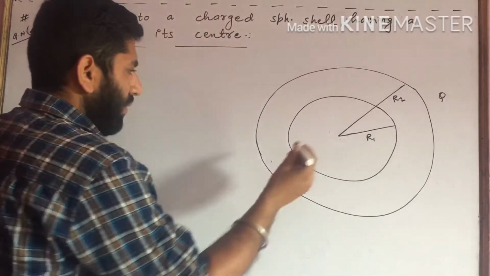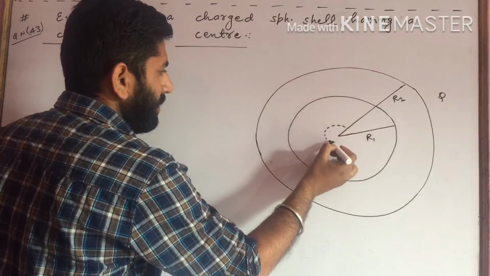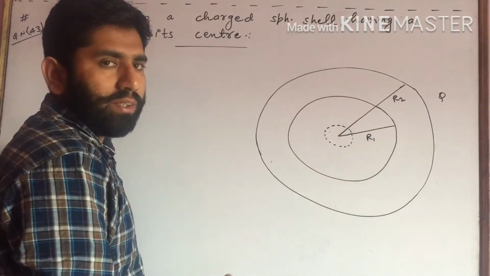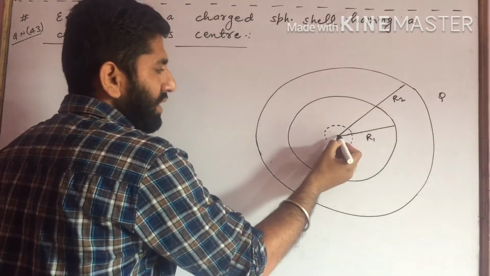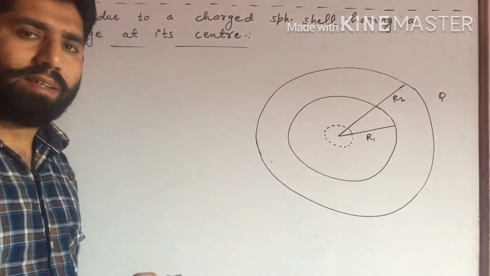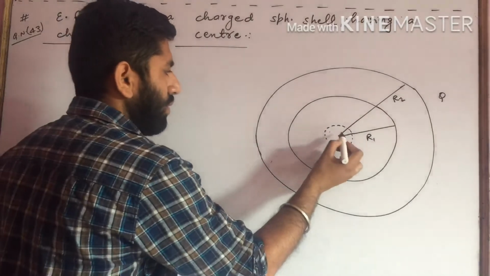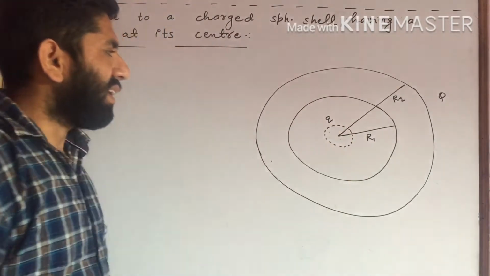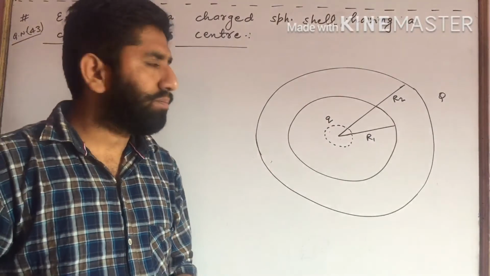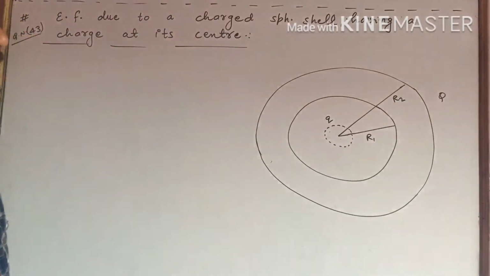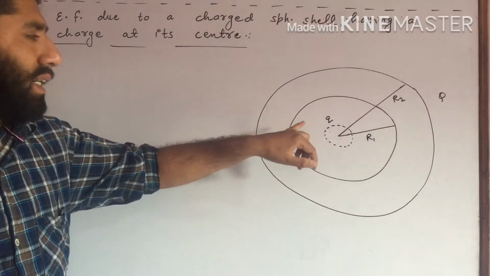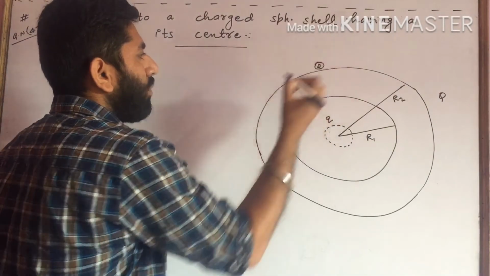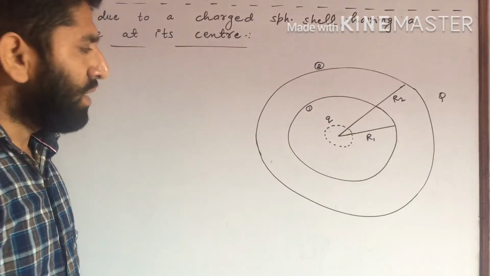And now what they are saying is that suppose there is a charged sphere at the center, or they can say there is a point charge placed at the center. The method will be the same. So now let us suppose the sphere which we are placing at the center has a charge q only. Now in the first part we have to find out the surface charge densities at the inner surface and at the outer surface.